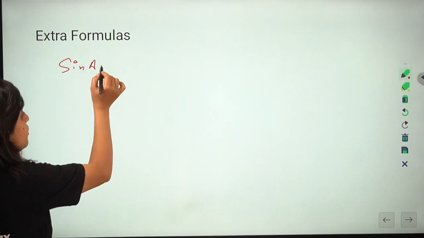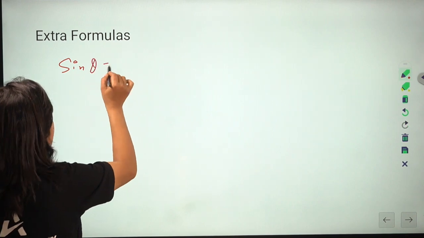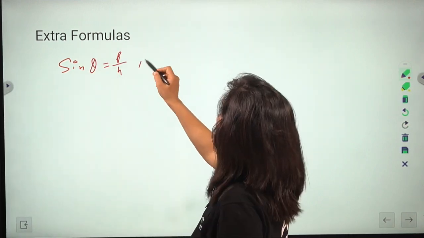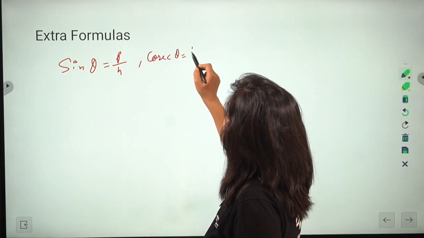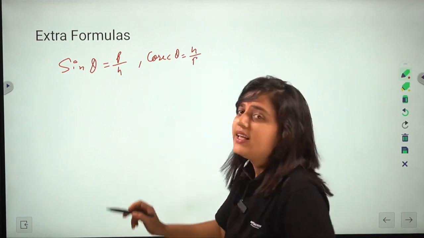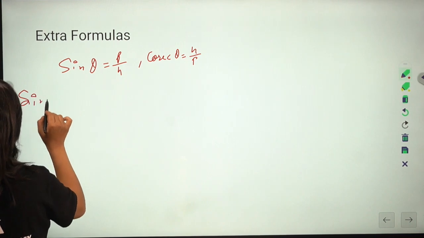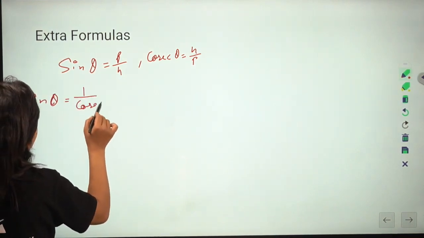Sin A or sin theta, we can say sin theta is equal to P by H. We know this. We also know that cosec theta is equal to H by P. That means they are reciprocals. This means sin theta is equal to 1 by cosec theta.